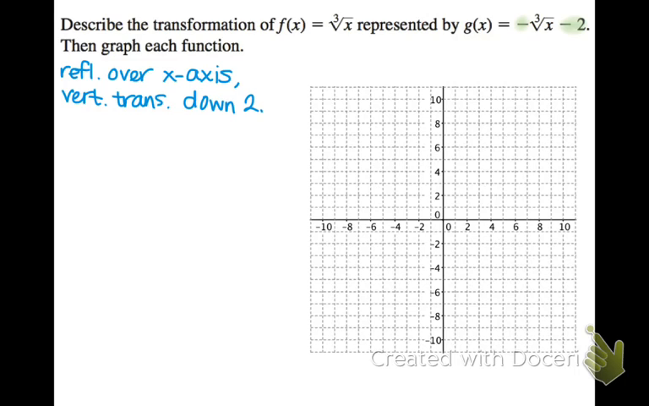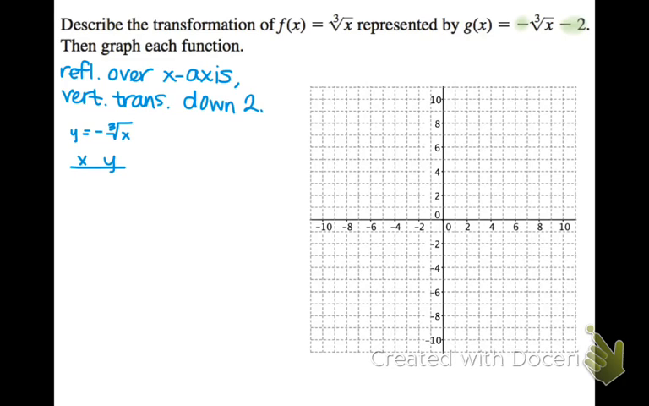Now, our base function, the parent function here, would be the cube root of x, but I want to go ahead and include any stretches and shrinks when I set this up. So I'm going to make a table for y is equal to the negative cube root of x. That way my stretches and shrinks are taken care of. All I have to worry about on my graph is moving it left or right or up or down.